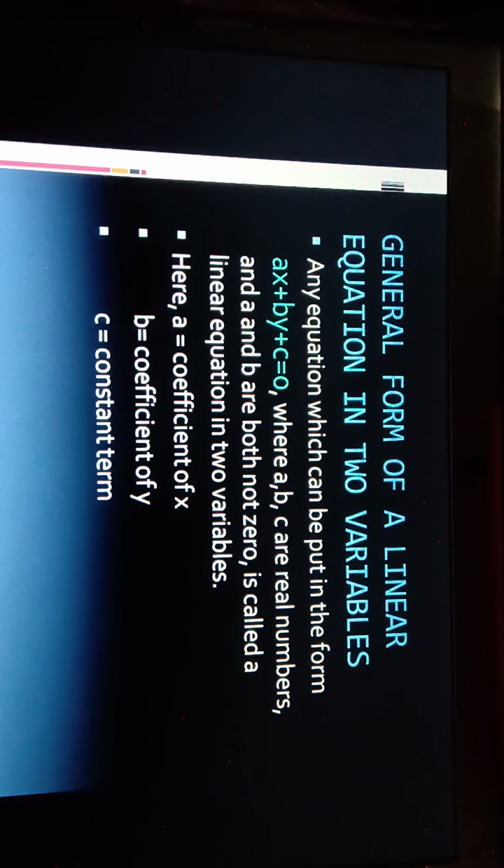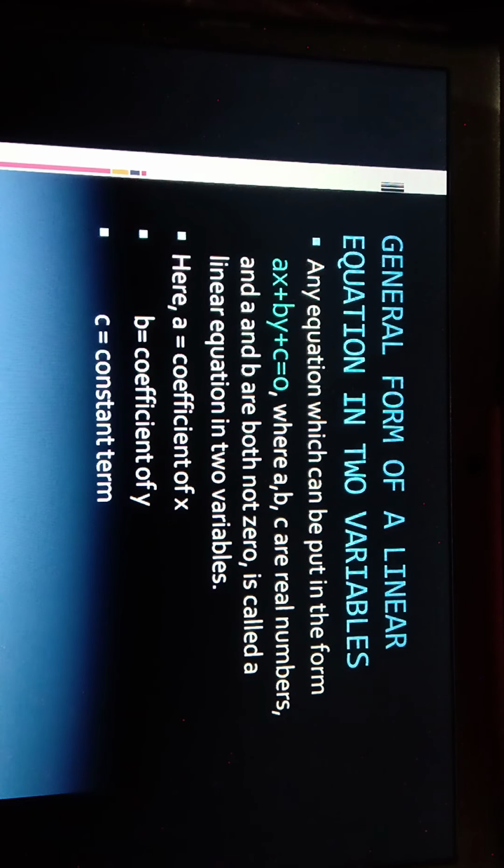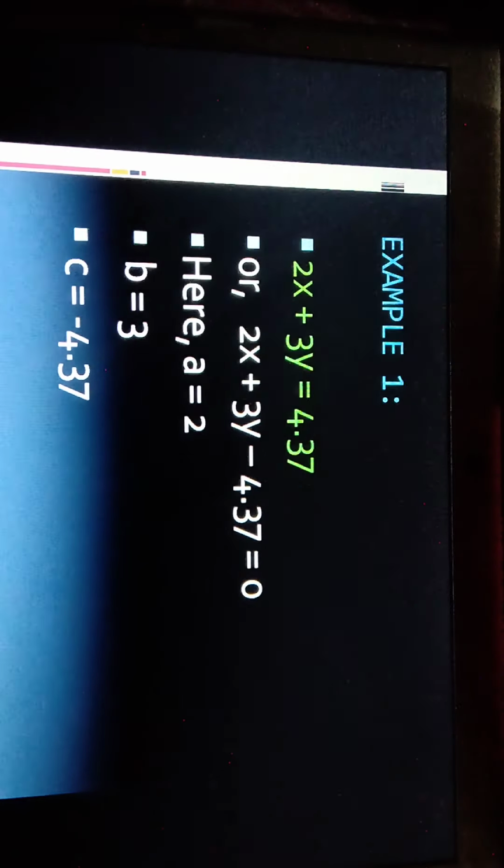Now let's learn the general form of a linear equation in two variables. This is very important for you to learn. Any equation which can be put in the form ax plus by plus c equal to 0, where a, b, c are real numbers and a and b both are not 0, is called a linear equation in two variables. Here a is the coefficient of x, b is the coefficient of y, and c is a constant term.